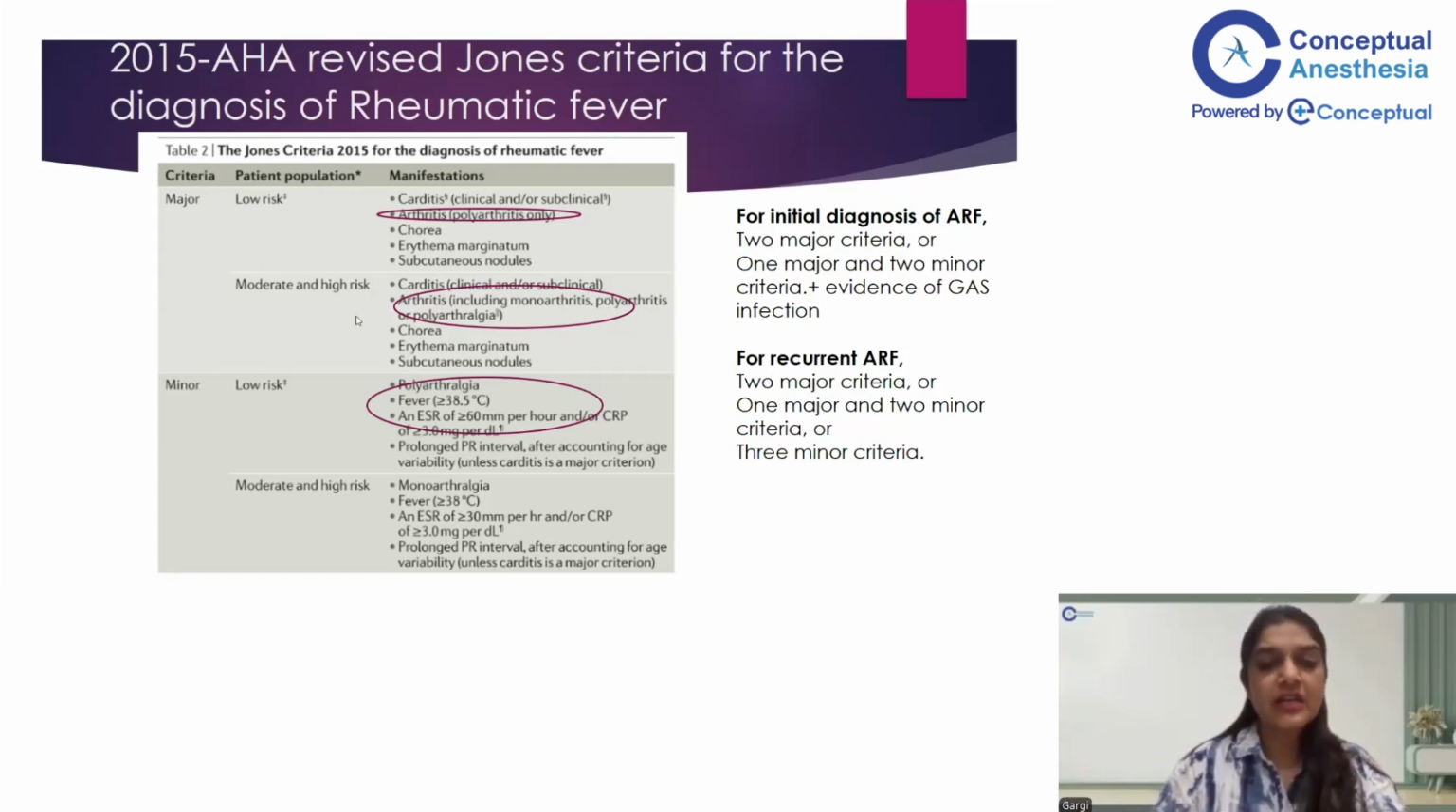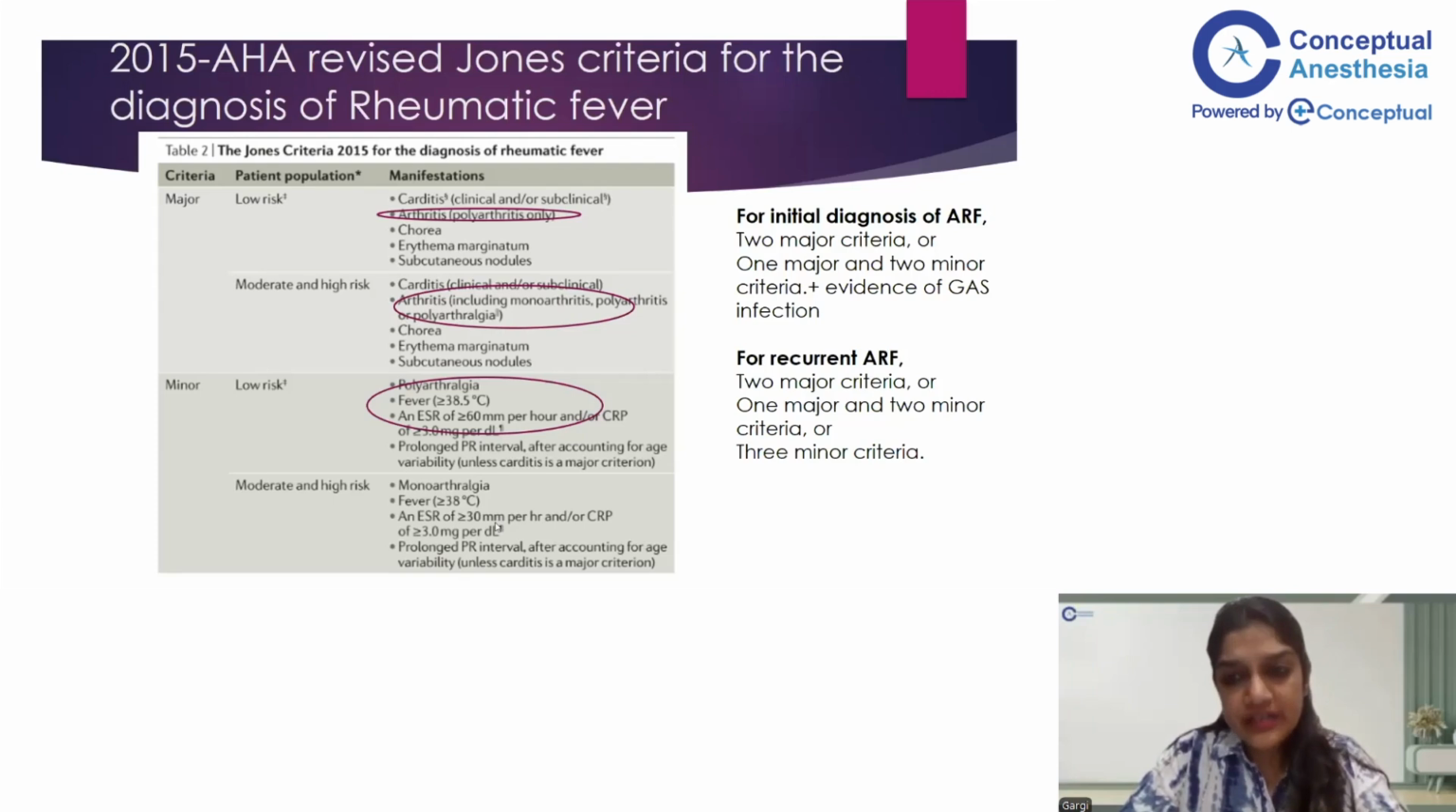Another difference is the erythrocyte sedimentation rate. In low risk, it is taken at more than 60 mm per hour, and in the moderate to high risk population, it is taken at more than 30 mm per hour. So these are the two key differences in these revised Jones criteria.